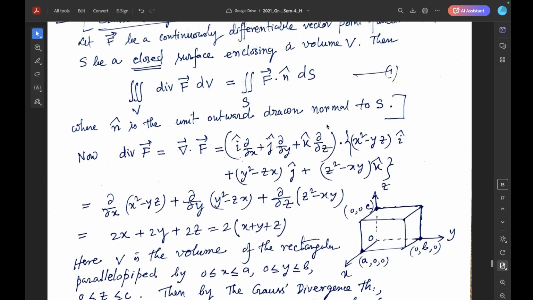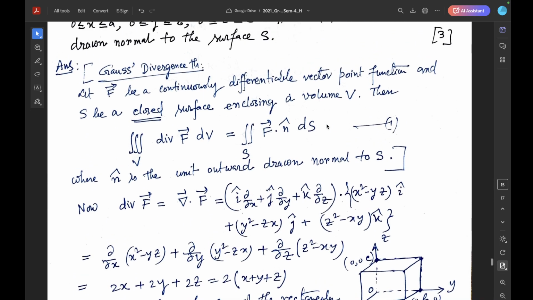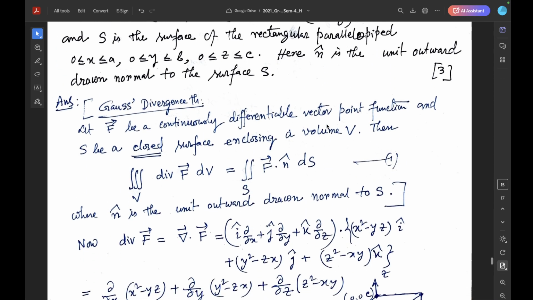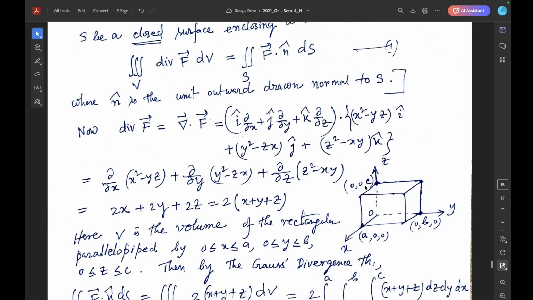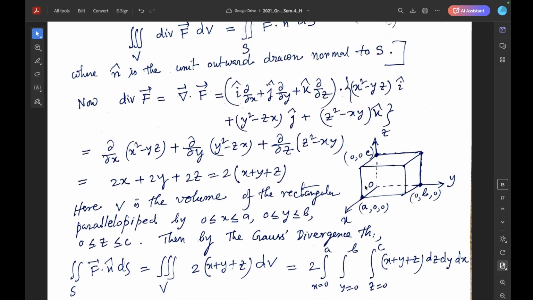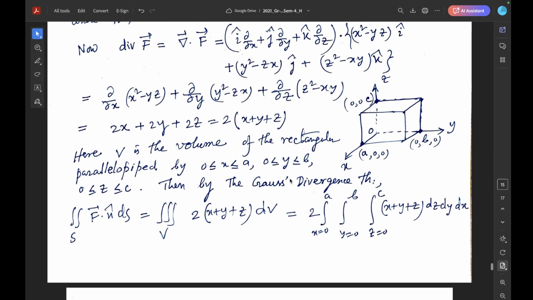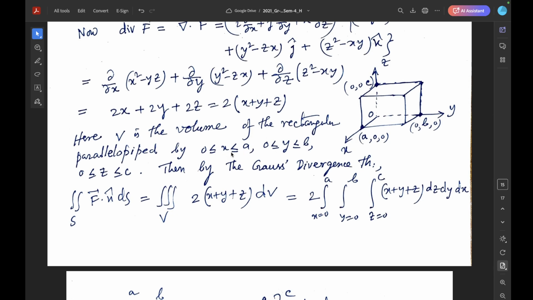Now divergence f equals, this f vector is given, so divergence equals del dot a vector. So del means i cap del x plus j cap del y plus k cap del z, and a vector is this. So we get 2 into bracket x plus y plus z. Here V is the volume of the rectangular parallelepiped, given by x limits 0 to a, y 0 to b, and z 0 to c.